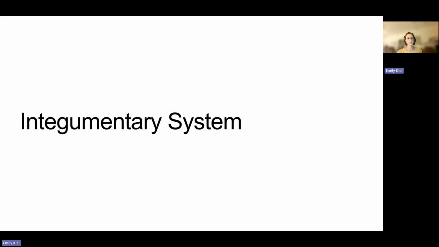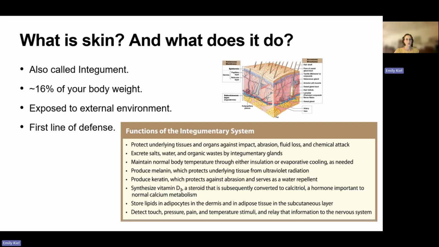Hi, everyone. We're going to look at the integumentary system some today. This is the second half of Unit 2. And the integumentary system, that is our skin, but it also includes our accessory organs as well, or accessory structures, I would call them. So what is the skin? Like we mentioned, it's called the integument, and it's about 16% of our body weight.